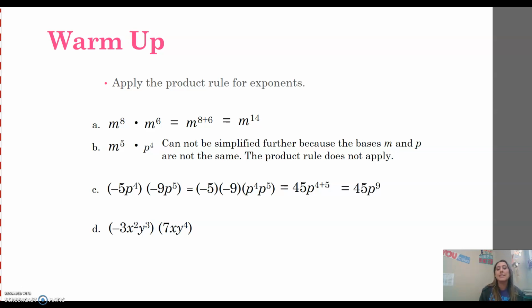And then we're going to do the exact same thing with the last one. So we're going to multiply those coefficients, multiply the x's, multiply the y's. We add those exponents, and we end up with negative 21, x to the 3rd, y to the 7th. Again, if you have any questions, please ask.